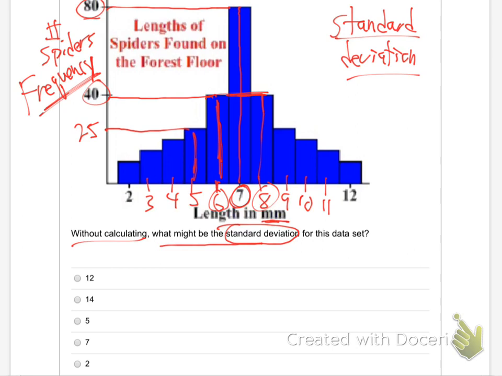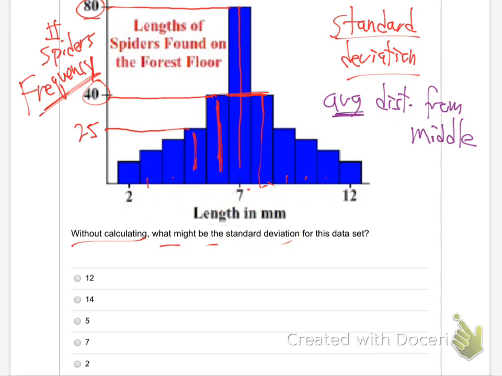Standard deviation. What standard deviation is, remember, it's average distance from the middle, right? Average or typical, normal distance from the middle. Okay? Well, think with me for a minute. What's the middle? For example, what's the average spider? Seven. That's the middle right there. It's the average spider, 7 millimeters. The spider that's furthest away from the center would be that one or that one. Either way, the biggest spider, 12 millimeters.